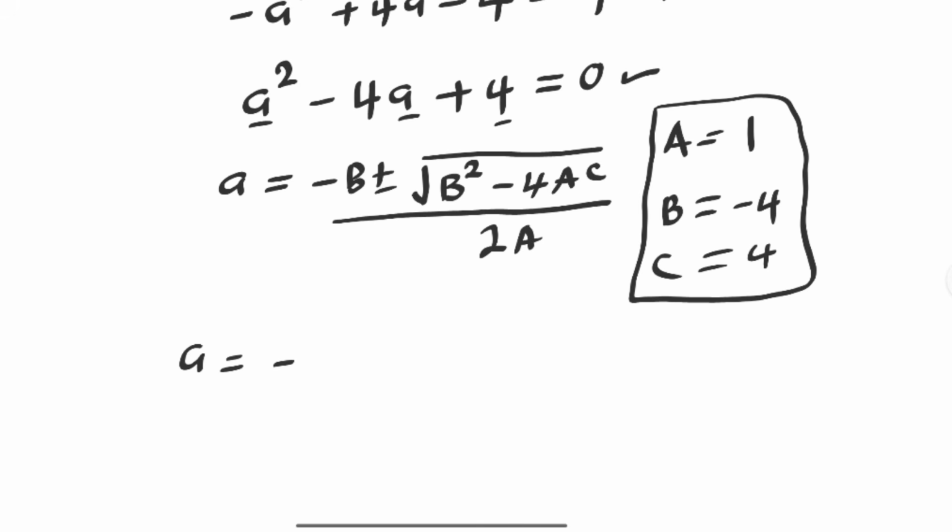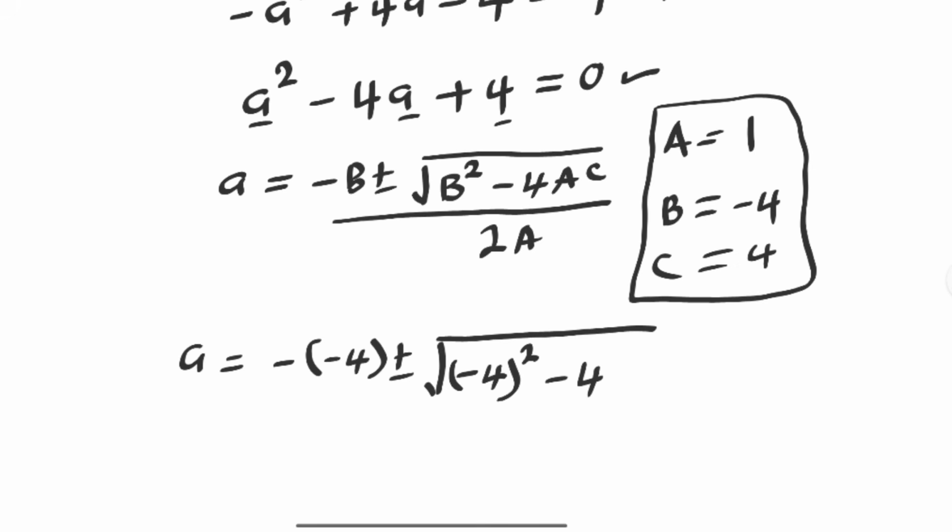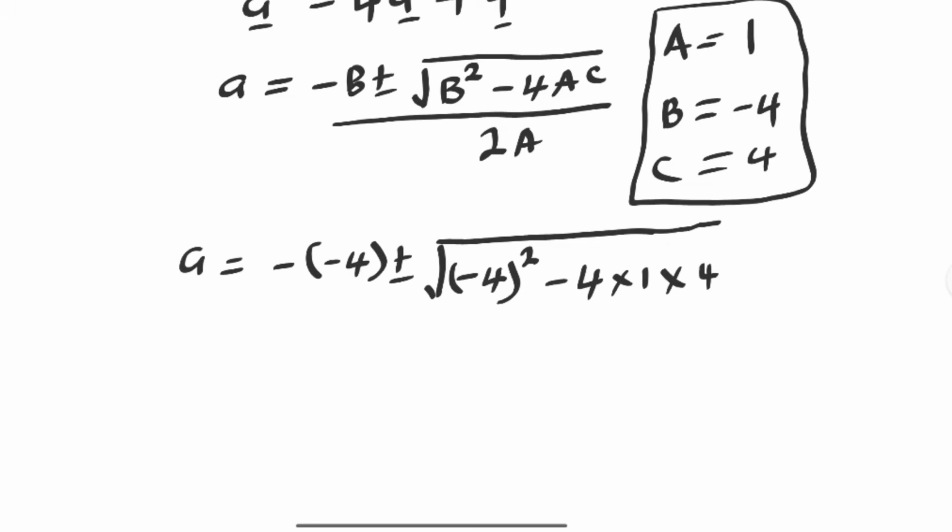A is equal to minus bracket minus 4 plus or minus square root of minus 4 square minus 4 multiplied by 1, which is a, multiplied by c, which is 4. And over 2 multiplied by 1.